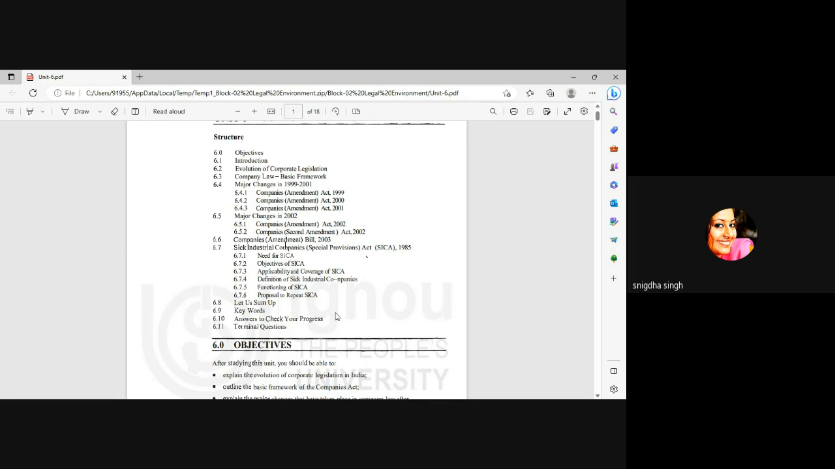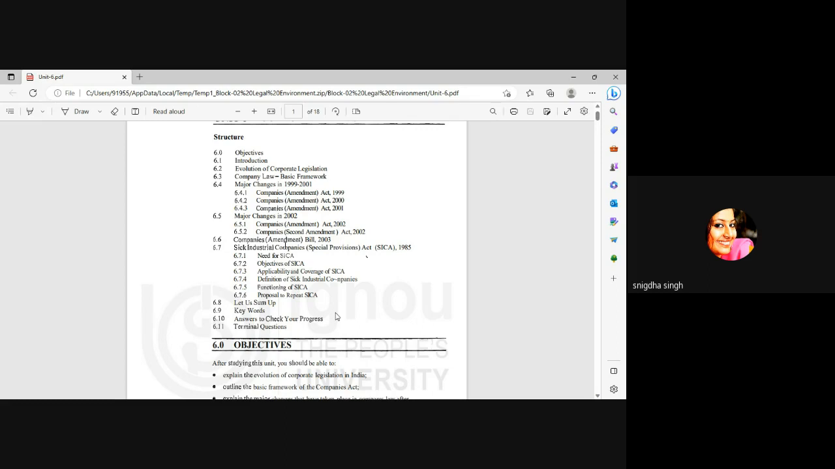Now, what happens under the Sick Industrial Companies Act? Any sick industry, any ailing industry, any such industry which has been incurring losses for years, is given a treatment so that it could get revived. That treatment is given by BIFR, the Board of Industrial and Financial Reconstruction.